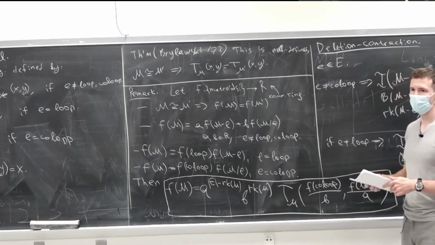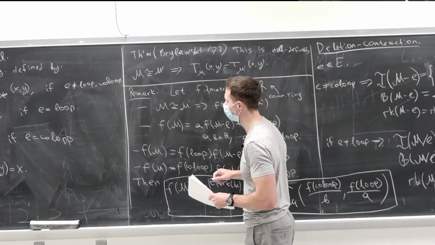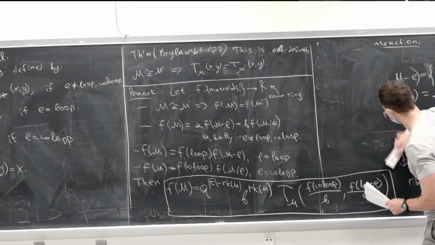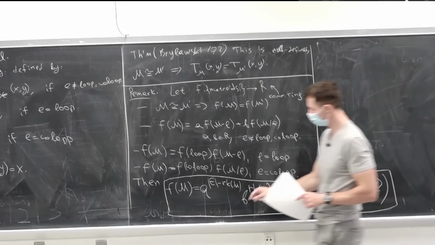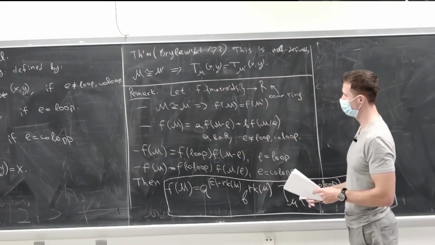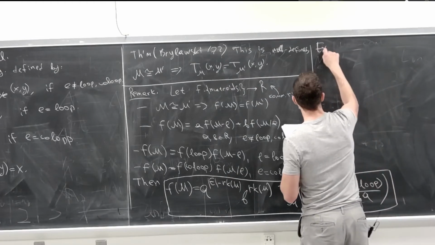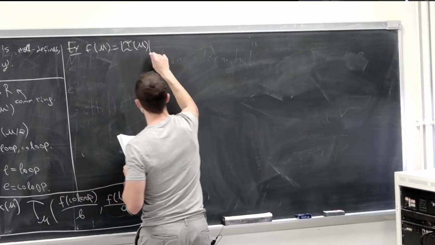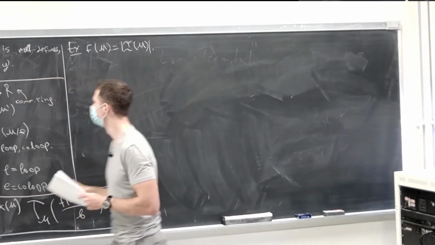And now I want to do a bunch of examples. Okay, let's say I want to apply this observation to the number of independent sets. Example, let's say f of m is the number of independent sets of m. Then can you tell me what is a and b, and f of loop and f of coloop?